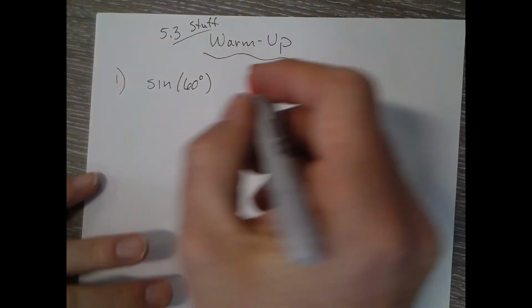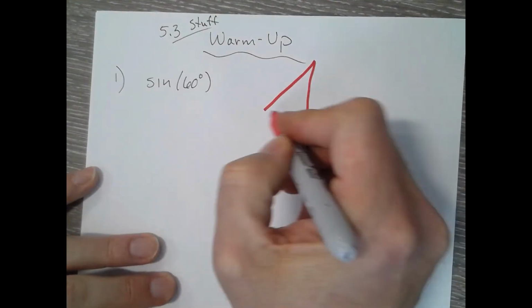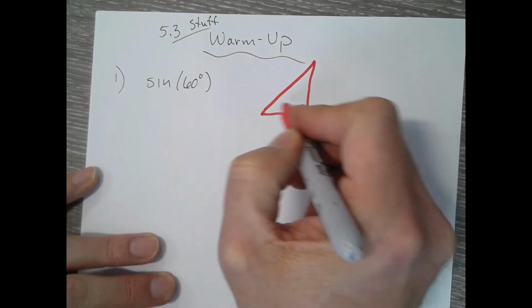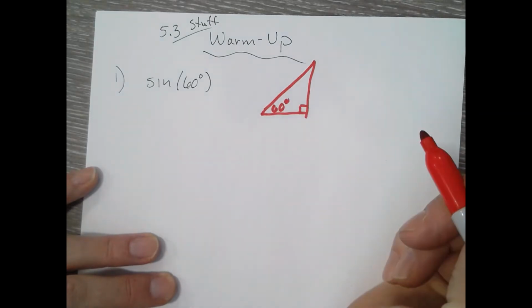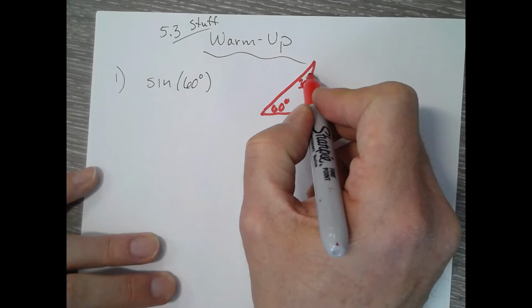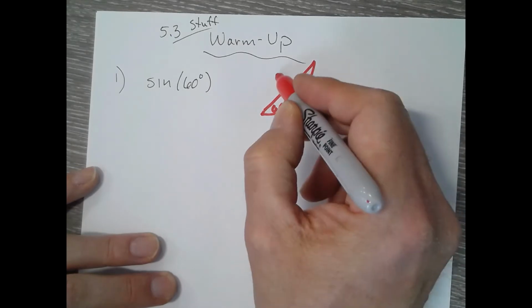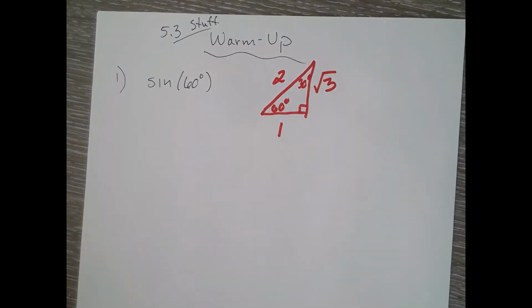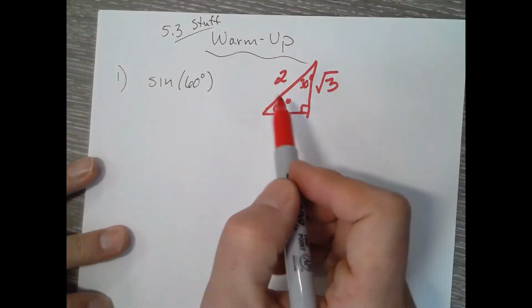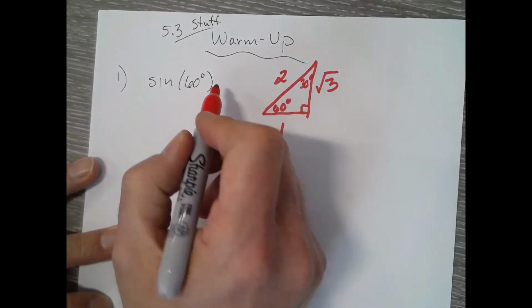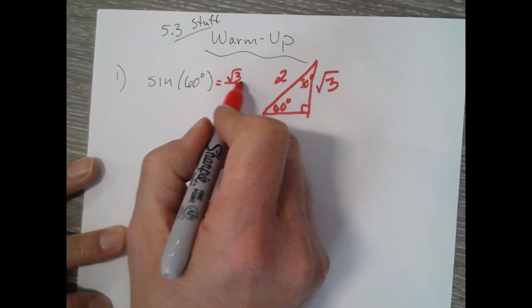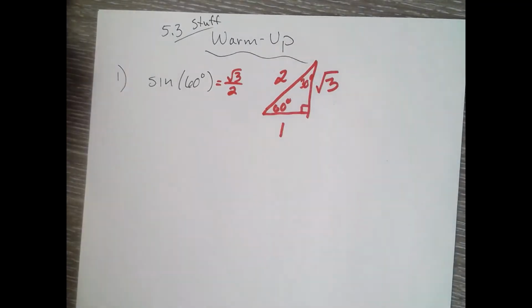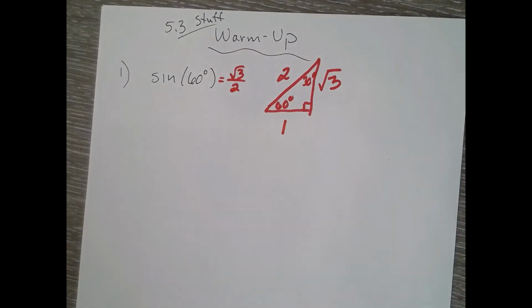Sine of 60 degrees. 60 degrees is a triangle that looks like that. That means this one's 30. So across from 30 is 1. Hypotenuse is 2. The other side is the square root of 3, which is across from 60. Sine is opposite over hypotenuse, so we get square root of 3 over 2. How many got that right? See, you remember some stuff.